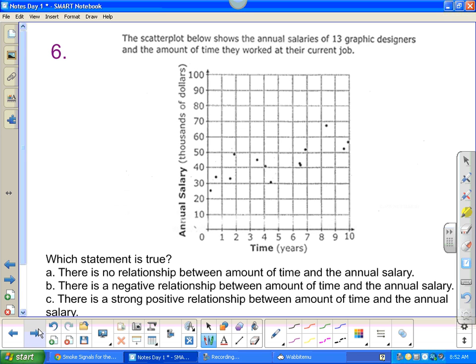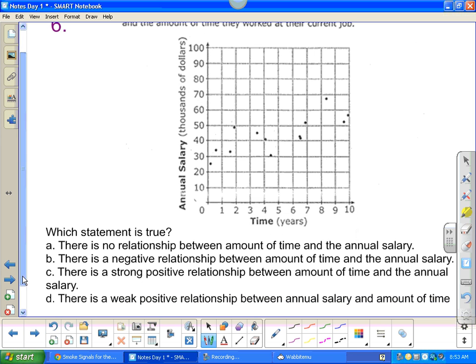The scatter plot below shows the annual salaries of 13 graphic designers and the amount of time they worked at their current job. Well, you would assume the longer someone's at their job, the more money they're going to make. The longer you're there, the more raises you should get if your job performance is good. And if it's not good, they're probably going to fire you. So you wouldn't work there very long. So it says, which statement is true?